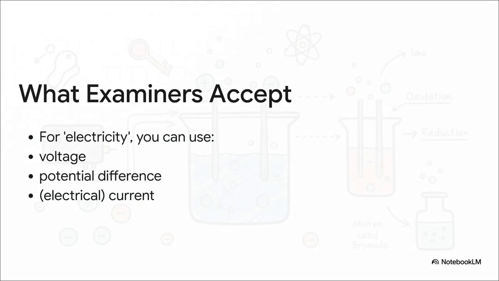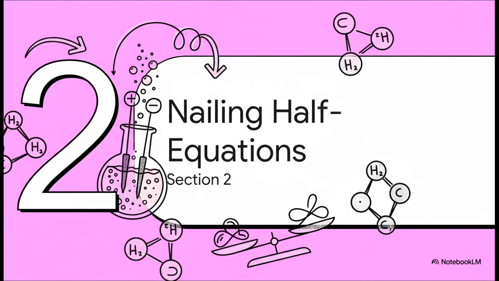Now, what's really cool is that the mark scheme isn't super rigid. It shows that examiners will accept other words too. So if you wrote voltage or current instead of electricity, you're totally fine. You still get the mark. This is why knowing how these mark schemes work is like a superpower for exams. Okay, so that's the basics down.